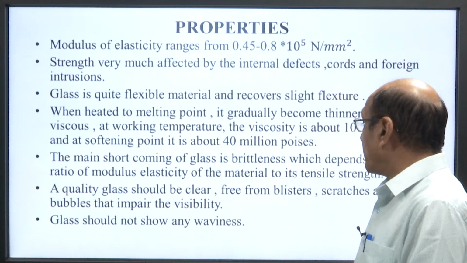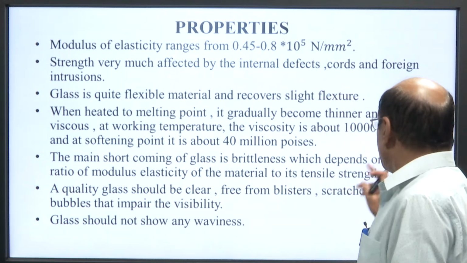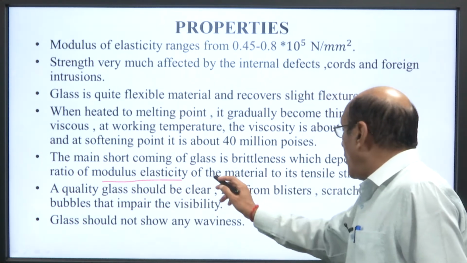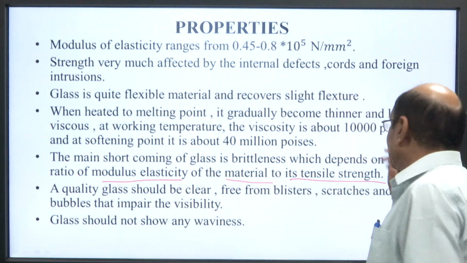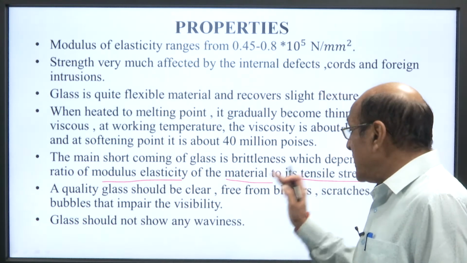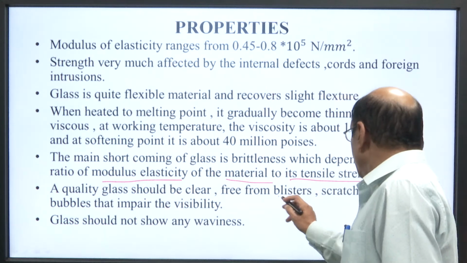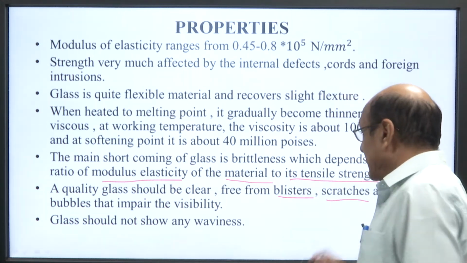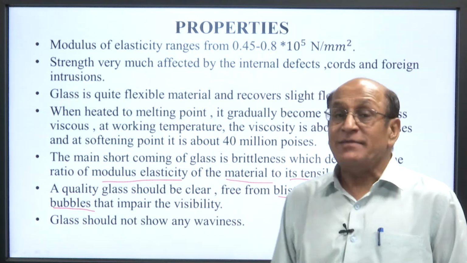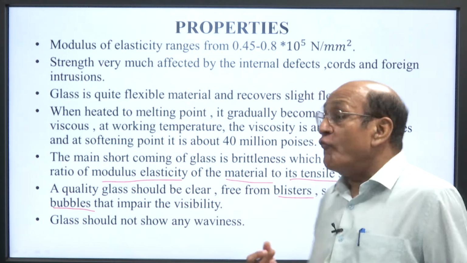The main shortcoming of glass is brittleness, which depends on the ratio of the modulus of elasticity of the material to its tensile strength. A quality glass should be clear, free from blisters, scratches and bubbles that impair visibility. Glass should not show any waviness.